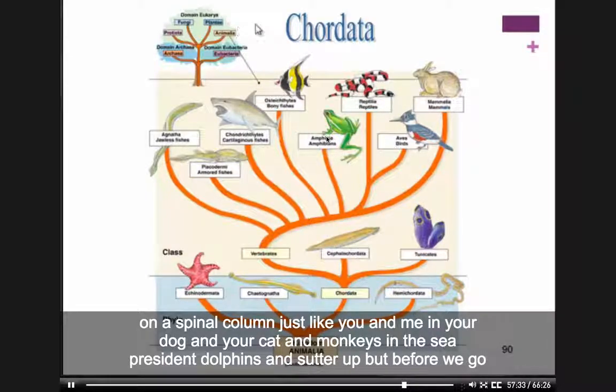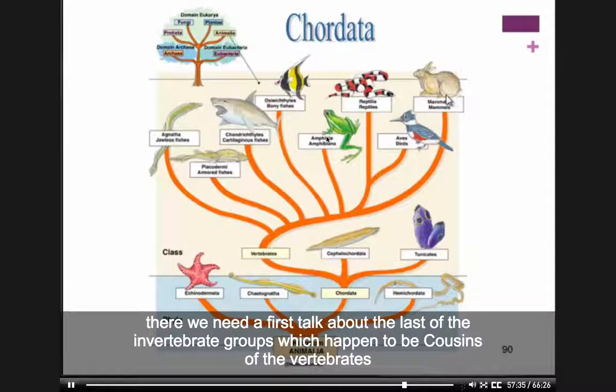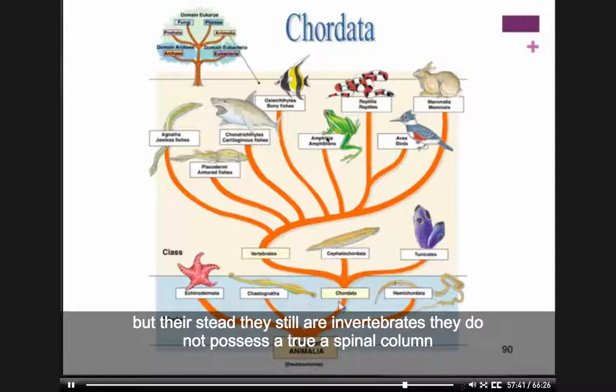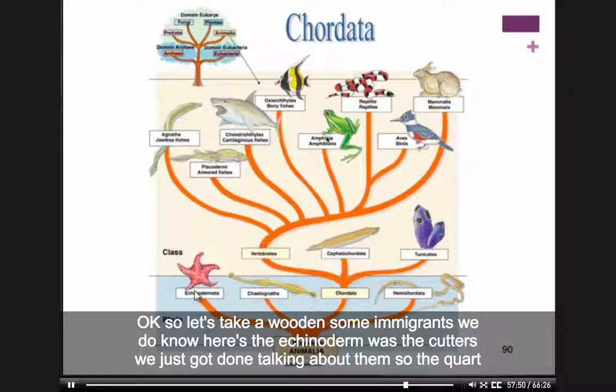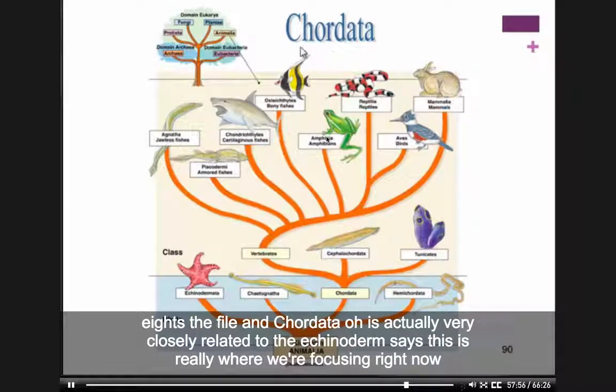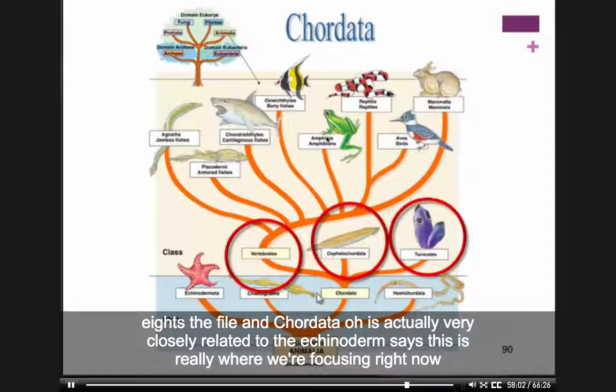But before we go there, we need to first talk about the last of the invertebrate groups, which happen to be cousins of the vertebrates, but they still are invertebrates. They do not possess a true spinal column. Okay, so let's take a look at some of the groups we do know. Here are the echinoderms, which we just got done talking about. The phylum Chordata is actually very closely related to the echinoderms. This is really where we're focusing right now.